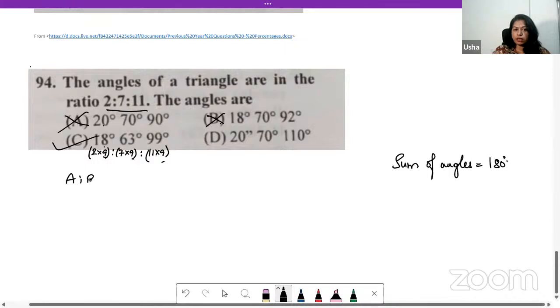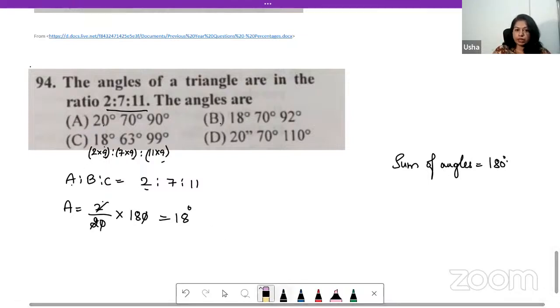3 angles are there, A, B, C, which are in the ratio 2:7:11. Now let us find out the angles one by one. What is A? A is 2 upon total. Total is 2 plus 7 is 9 plus 11 is 20. 2 upon 20 of 180 degrees. So this 0 gets cancelled, 2 and 2 get cancelled. So this is 18 degrees. The first angle is 18 degrees.